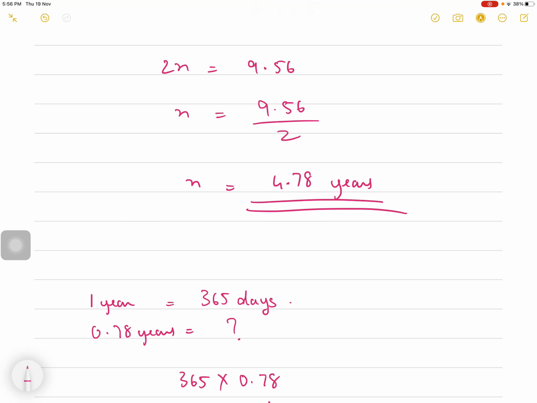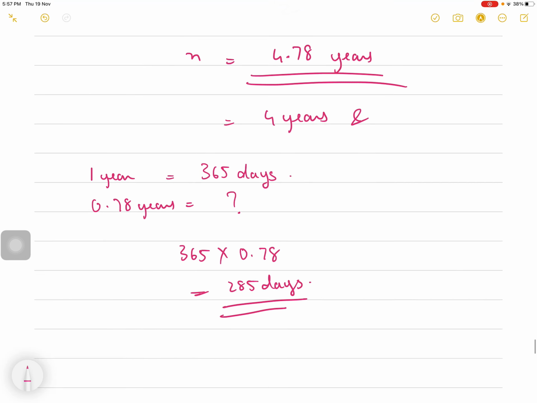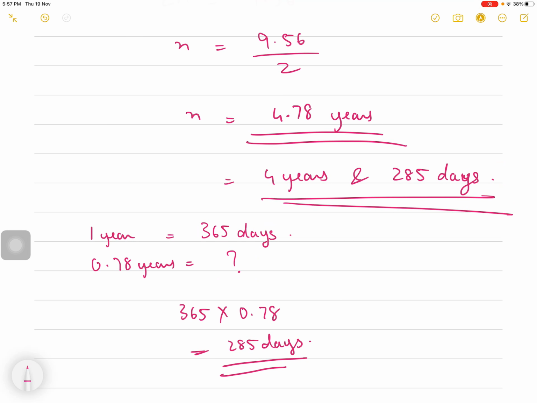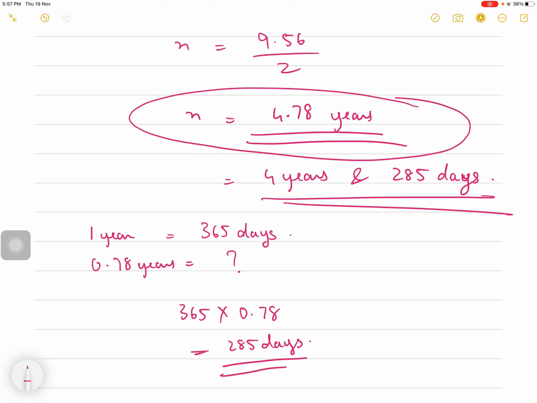So that means 4.78 years means 4 years and 285 days. So the answer is 4 years and 285 days. You can keep the answer to 4.78 years, no problem. Or you can convert 0.78 into days also. It's up to you. Okay. Let's see the next problem.